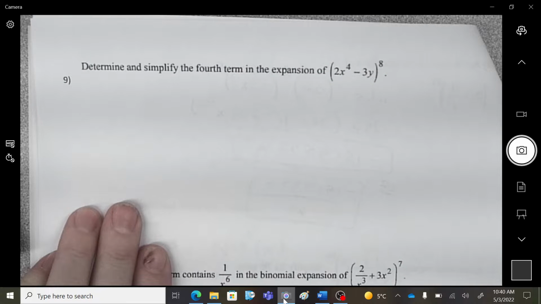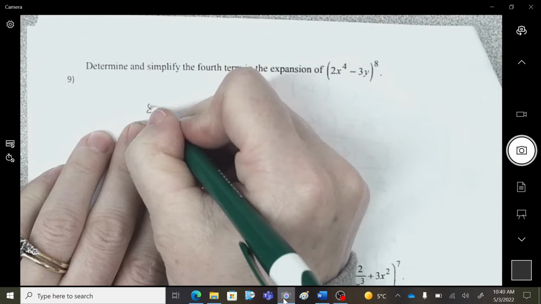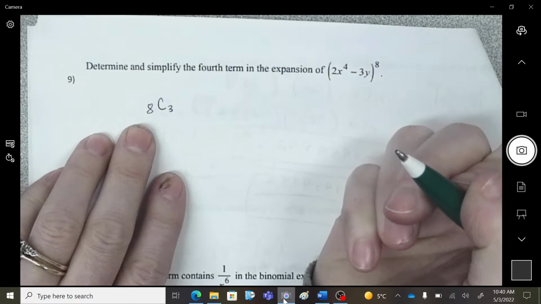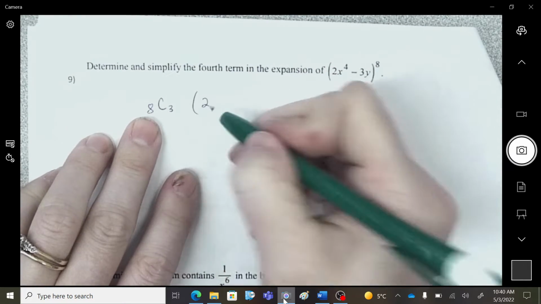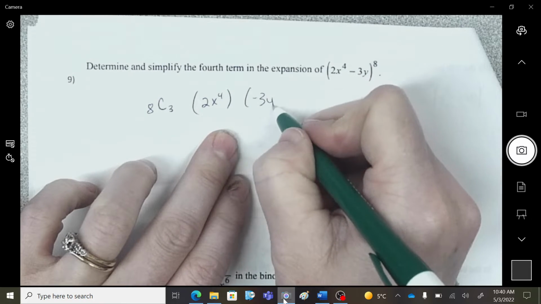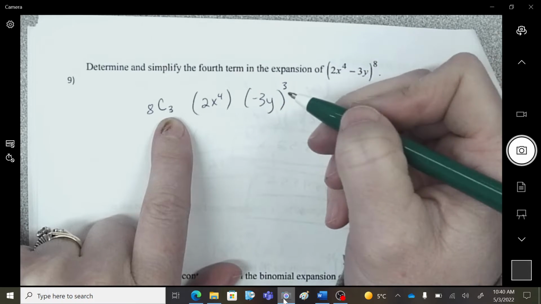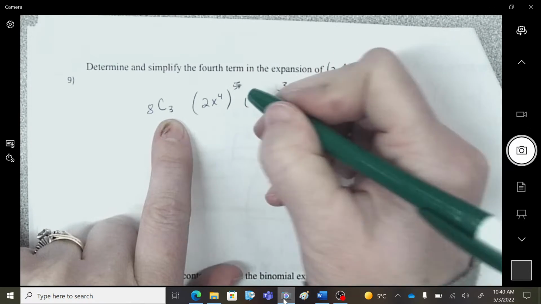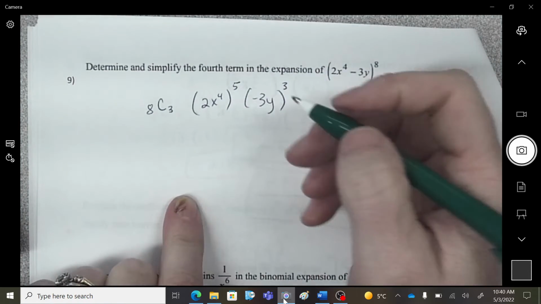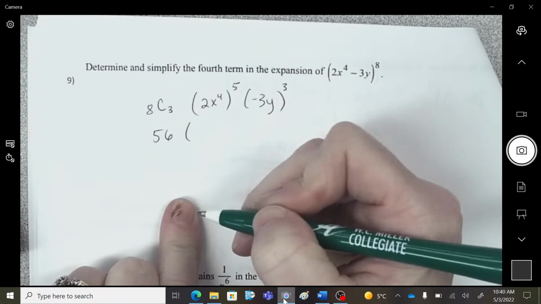Number 9, determine the 4th term. So exponent 8, choose 3. 2x to the 4th is the first unit, and a negative 3y is the second unit. 3 will go on the outside exponent. The inside exponent is subtracted. So on my calculator, this is a 56.